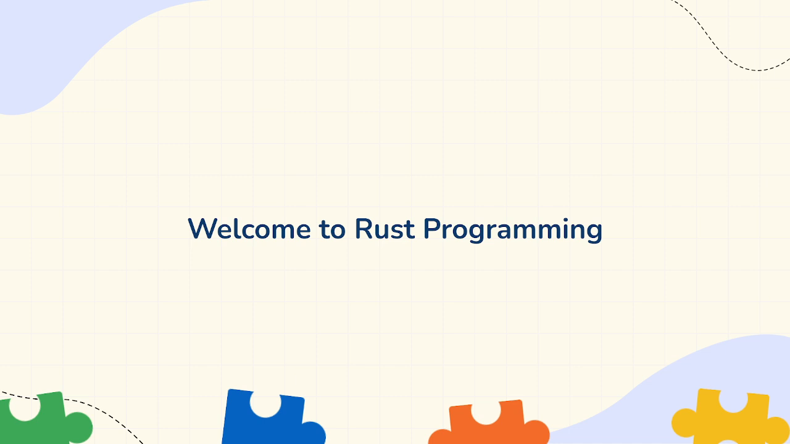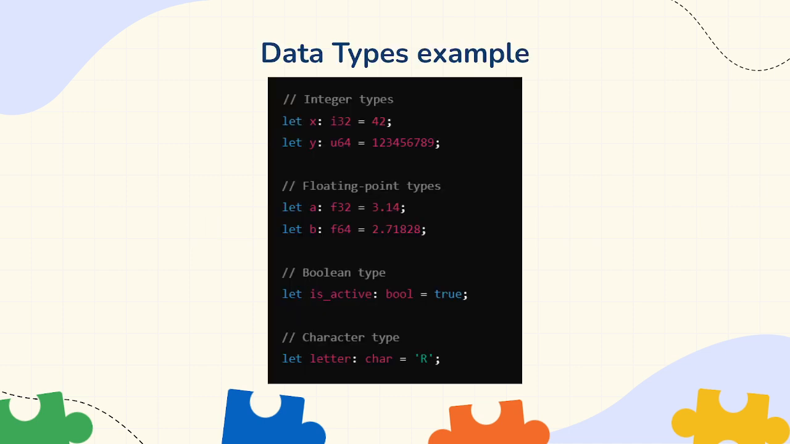So, let's get started. In Rust, every value has a data type, which tells Rust what kind of data is being stored so it knows how to operate on it. Let's start with some basic data types. Here, we have integers x and y, floating point numbers r and b, a boolean is_active, and a character letter. Rust is a statically typed language, so it needs to know the types of all variables at compile time. Sometimes, Rust can infer the type, but other times, we need to specify it explicitly.